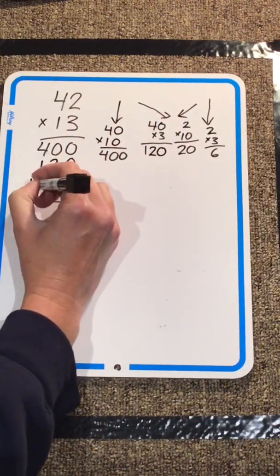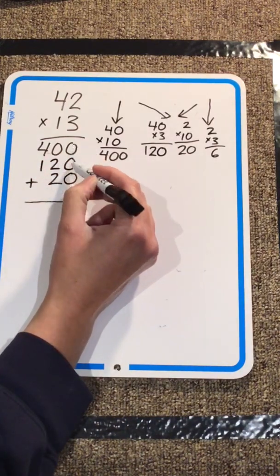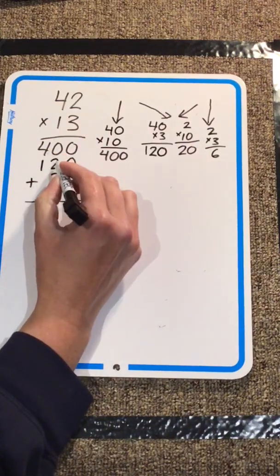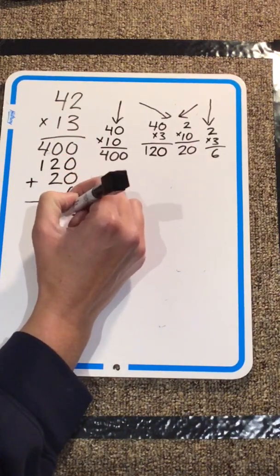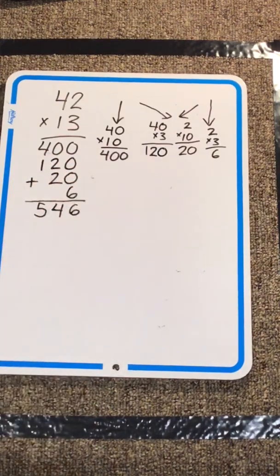And the last thing we're going to do is add all of this up. Okay, 0 plus 0 plus 0 plus 6. That's 6. 0 plus 2 plus 2. That's 4. 4 plus 1. That's 5. Okay, so 42 groups of 13 is 554.